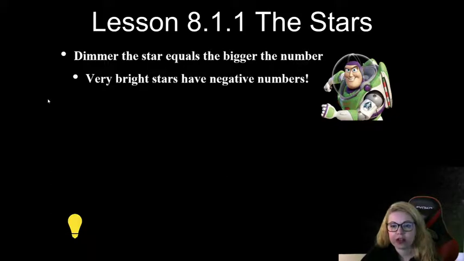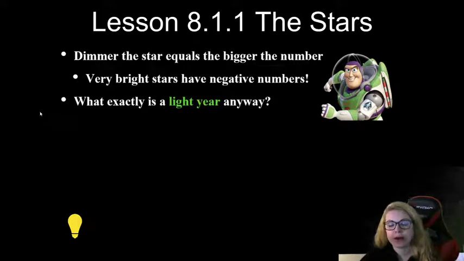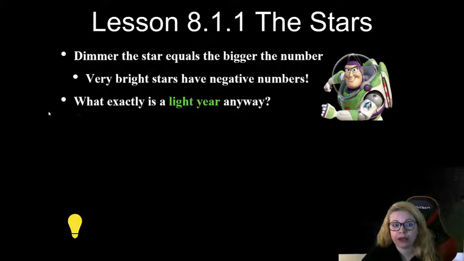I've brought my friend Buzz Lightyear to join us for this little brief lesson. All right, and so we're going to actually jump down to bullet point number 3 here before I go back and explain, but what exactly is a light year anyway? How can we talk about absolute and apparent magnitude and not know what a light year is?